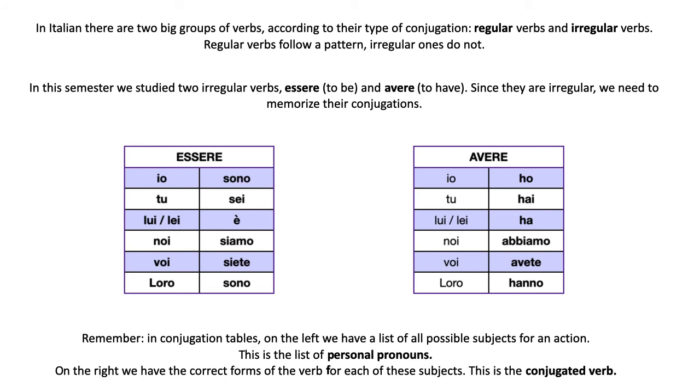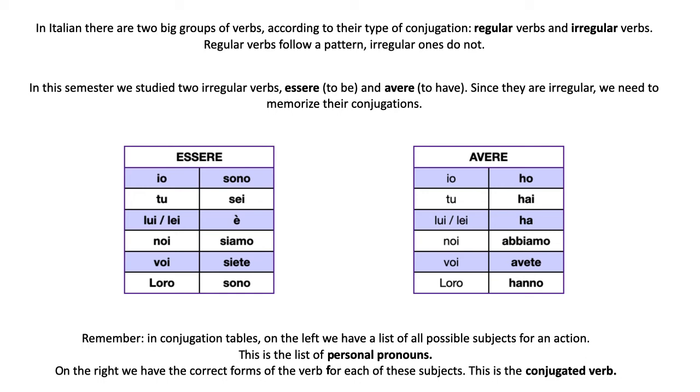Remember, of course, that these are conjugation tables, and on the column on the left, you have the personal pronouns, right? The ones that mean I, you, he, she, we, you guys, they. So that gives us basically a list of all possible subjects. And then on the right, we have the correct form of the verb for each of those, right? So conjugating means changing the verb so that it matches the subject, so that it matches whoever is doing the action. These two do not follow a pattern, so we said you had to memorize them. I really hope that by this point you have memorized them, but if you have not, you have until the day of the final to do so.